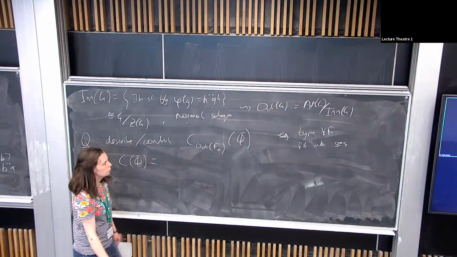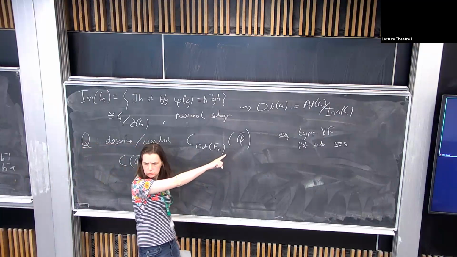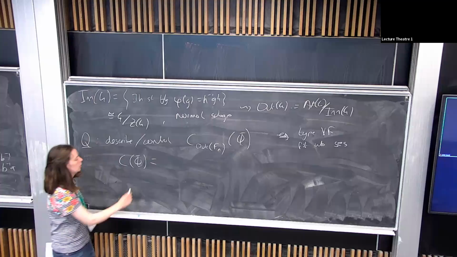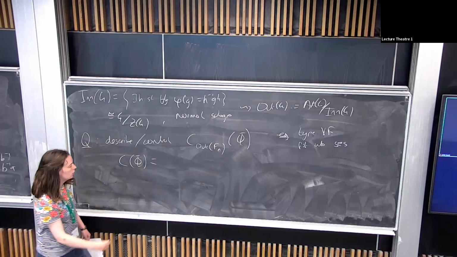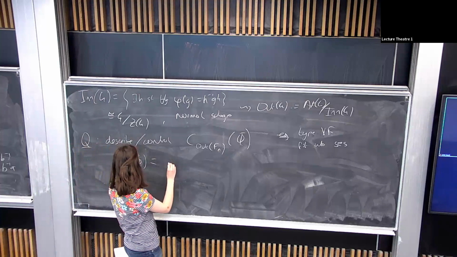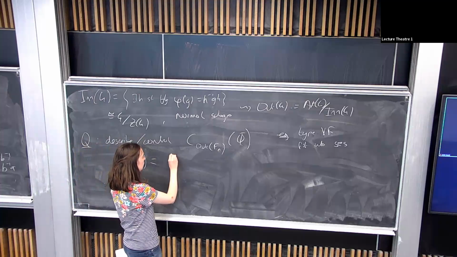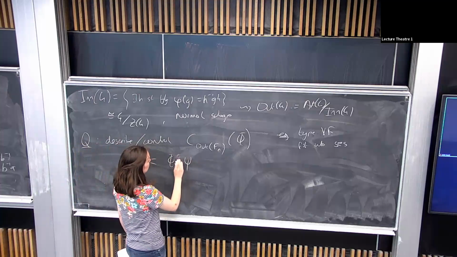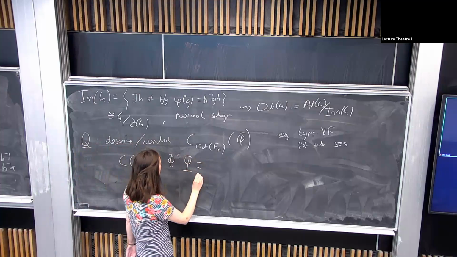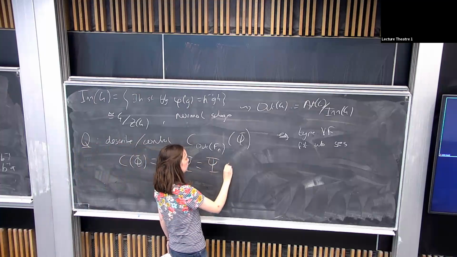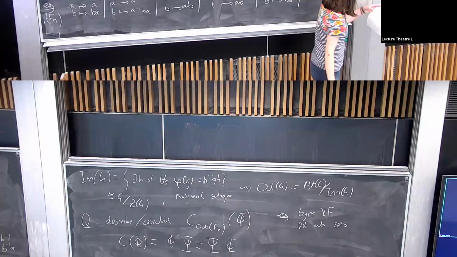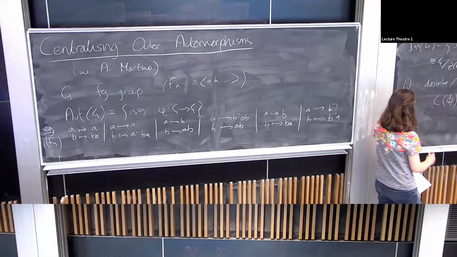In the ambient group, I tend to write capitals for outer automorphisms and lowercase for honest automorphisms. They're not entirely consistent. So for the centralizer, I can write the commutator however I like: the outer automorphisms which commute with my favorite automorphism.